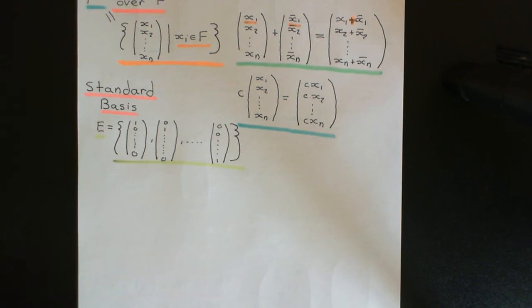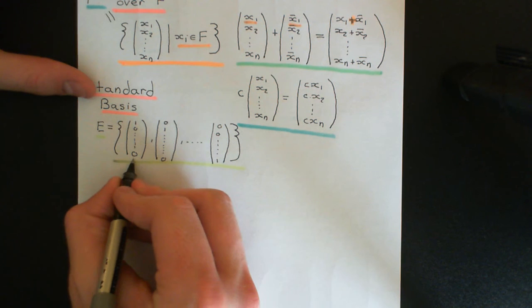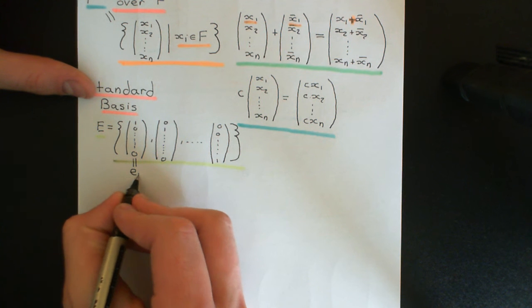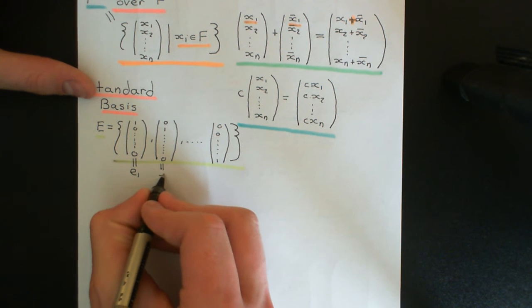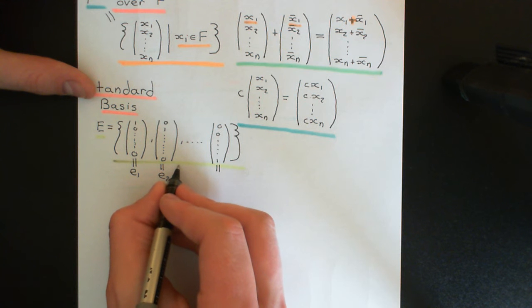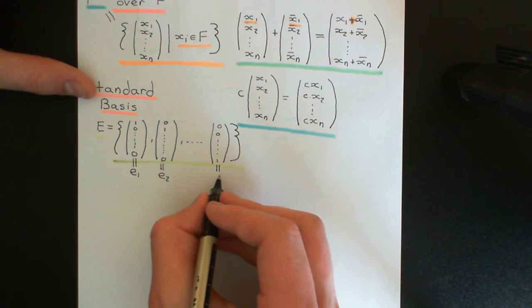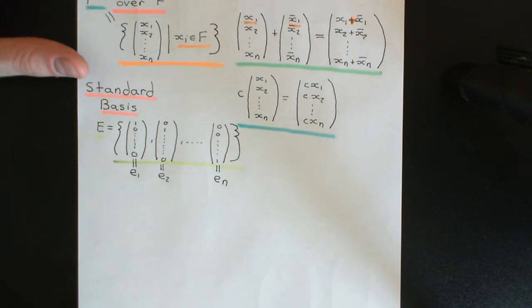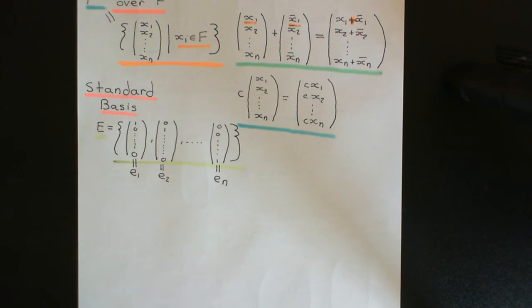Okay, but firstly, a bit more nomenclature. So these are all given names. This one where you have the 1 in position 1 is called E1. This one where you have the 1 in position 2 is called E2, and so on. So when you have a 1 in position 3, it will be called E3, and then 1 in position n is called En.